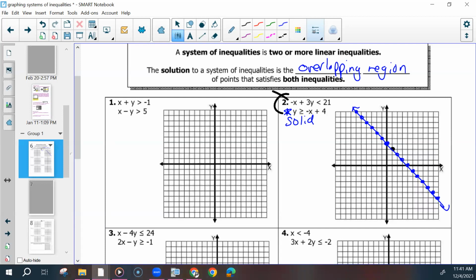This is greater than or equal to, would that be shaded above or below? Above. So above would be everything up from the y-intercept, so everything here. Evelyn, please make sure you're graphing this.